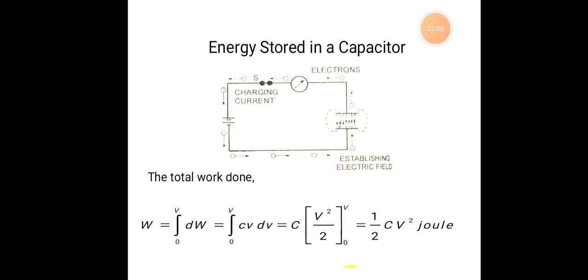So the unit of the work done is joules. This is a very important formula for the energy stored in a capacitor: the work done W is equal to 1 by 2 into CV square. The unit of the work done is joules.